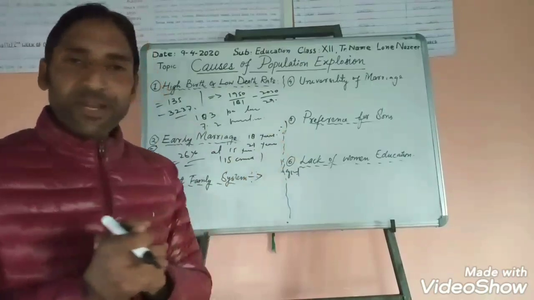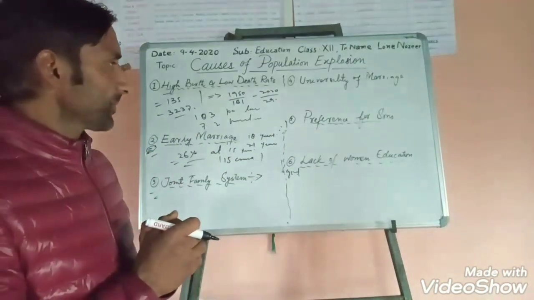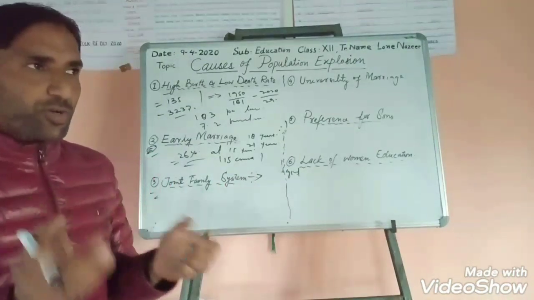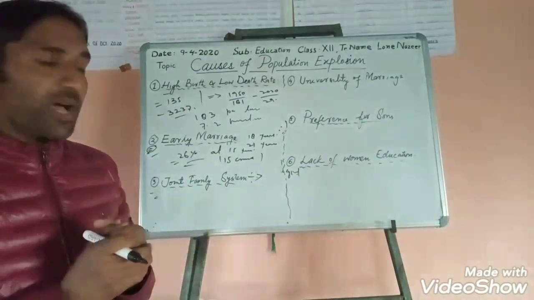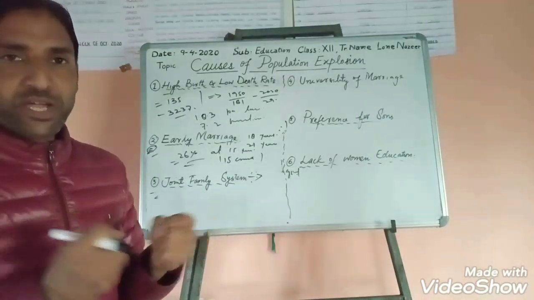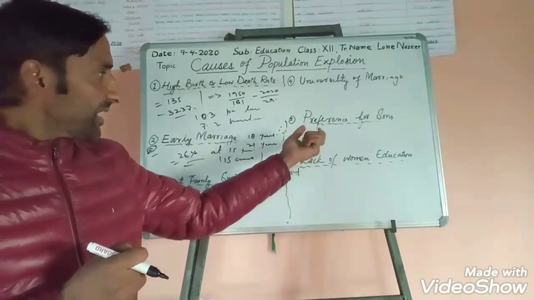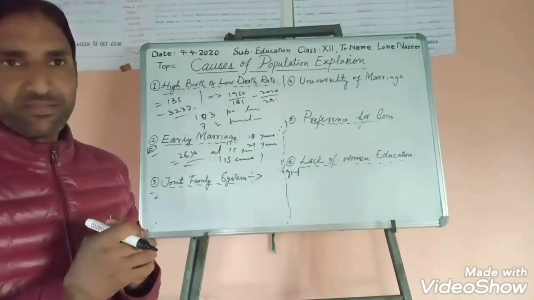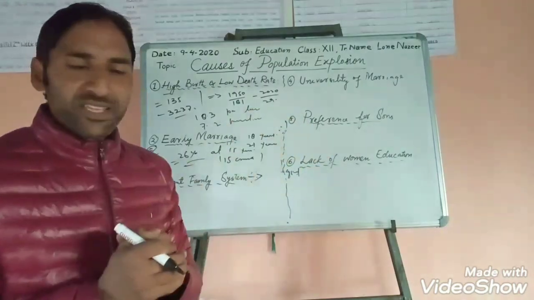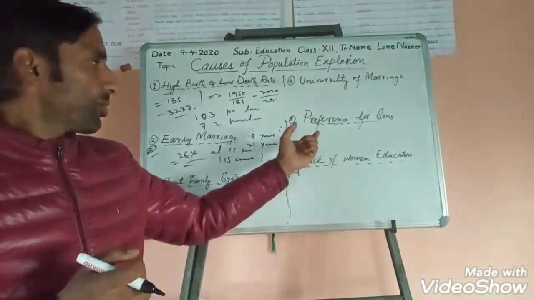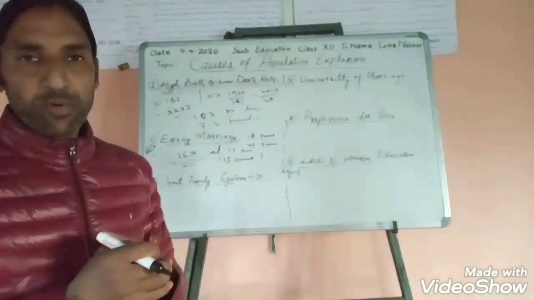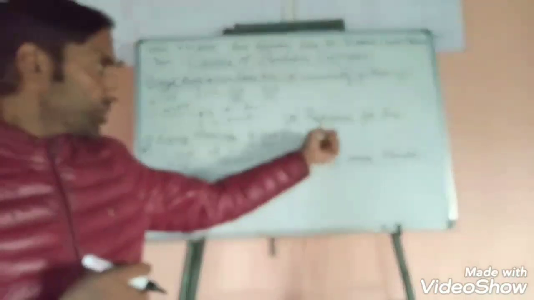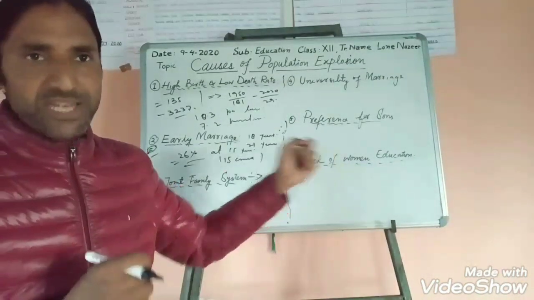The fifth one is preference for sons. Every family wants to have a male child. हर कोई खानदान चाहता है कि उनके पास मेल बच्चा हो, so that who will carry the name and fame of family. But consequently, this also becomes the cause of population explosion, because they give birth to more and more children for the want of a male child.